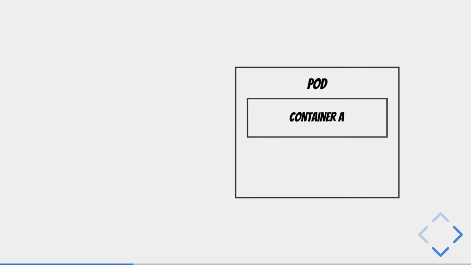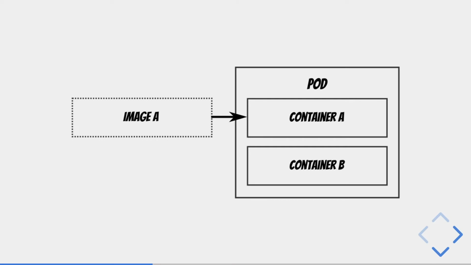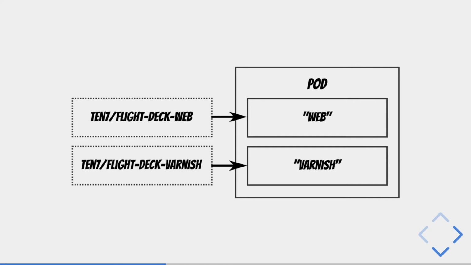So a pod can have one or more containers in it. We'll have a pod that has a container in it called container A. This container A is based on a container image called image A. Likewise, there's another container in this pod, container B, which is based on image B. Before you completely lose your mind trying to keep track of this generic stuff, let's make this a little bit more physical. Let's say that we're going to have two containers in our pod, one called web and one called varnish. The web container is based on 10.7 Flight Deck Web, and the varnish container is based on 10.7 Flight Deck Varnish as the image. So there we go.